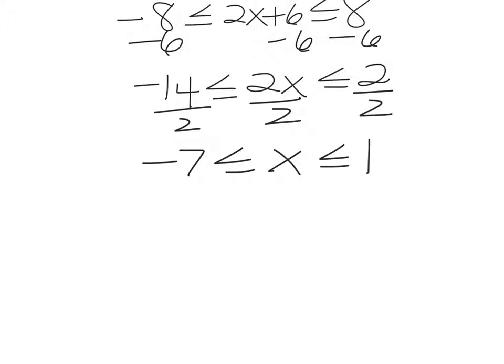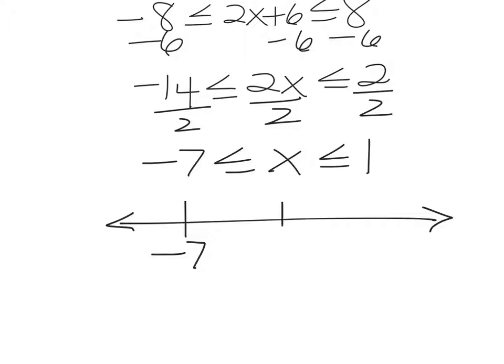Nothing else. And so if we wanted to graph this on a number line, -7, +1, and it's all the stuff including -7 and 1, and all the stuff in here. Got it? Good.